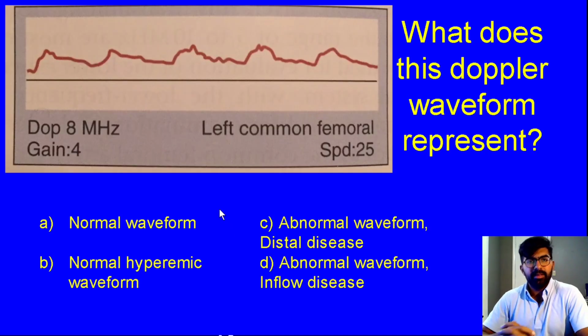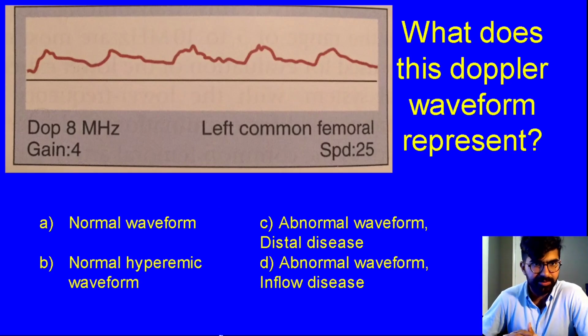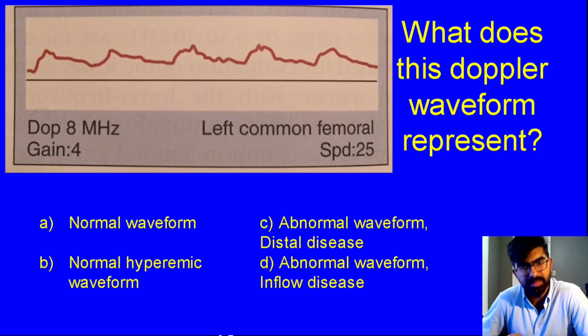Now, adding a little bit more complexity to it. So what does this Doppler waveform represent? Now look at it carefully. Is it a normal waveform? Is it a normal hyperemic waveform? Is it an abnormal waveform representing distal disease? Or is it an abnormal waveform representing inflow disease?